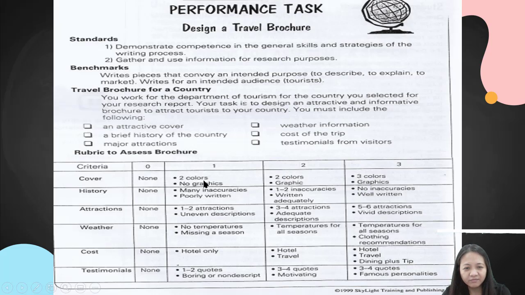difference in the level. This one has 2 colors, no graphics. This one has graphics, but still 2 colors. This one has 3 colors with graphics. So there is a difference in the level. The higher the level, the higher the requirements that the teachers ask, that the rubric asks of you. And then, for example, here the cost: this one is hotel only, the second is hotel and travel, and the third you can have hotel, travel and dining plus tip.